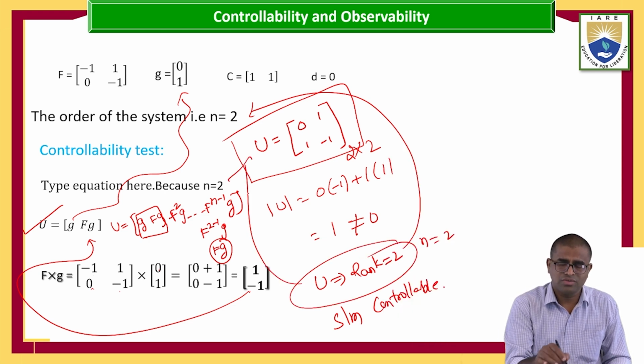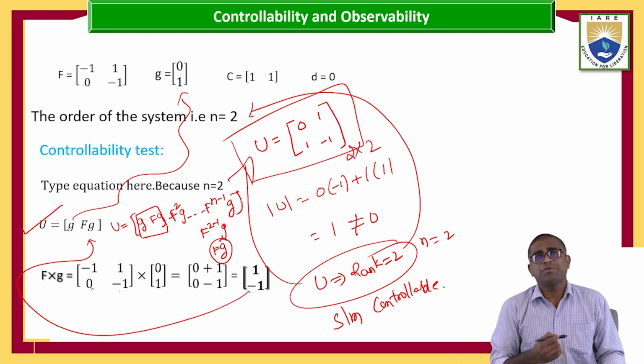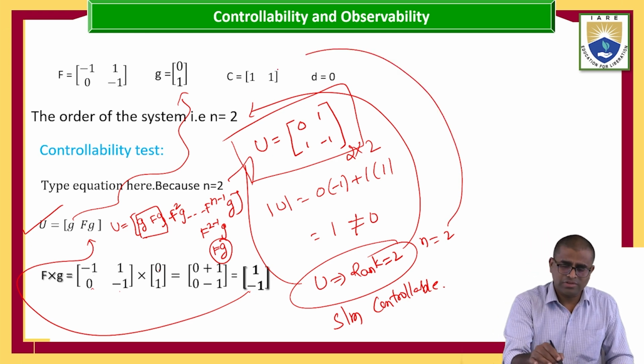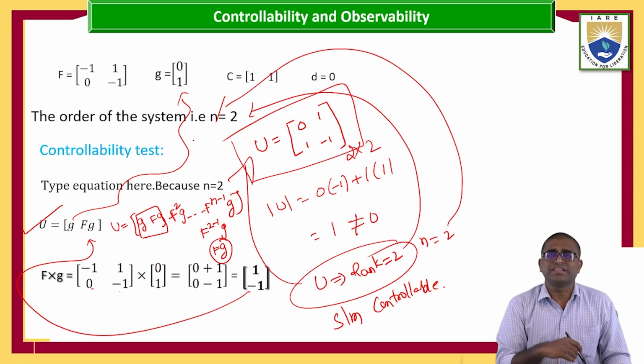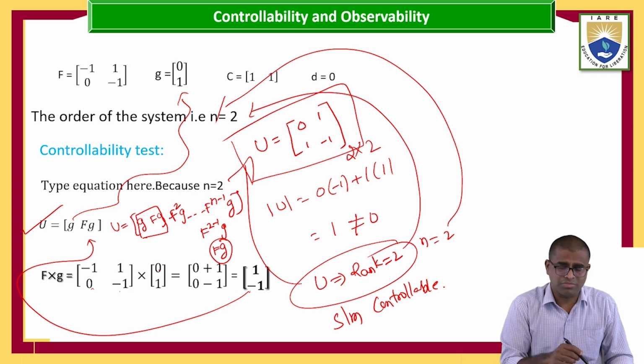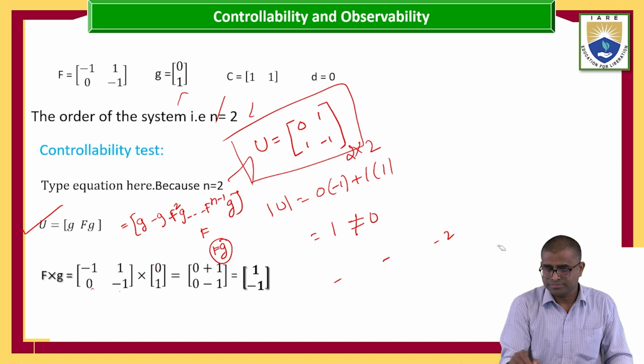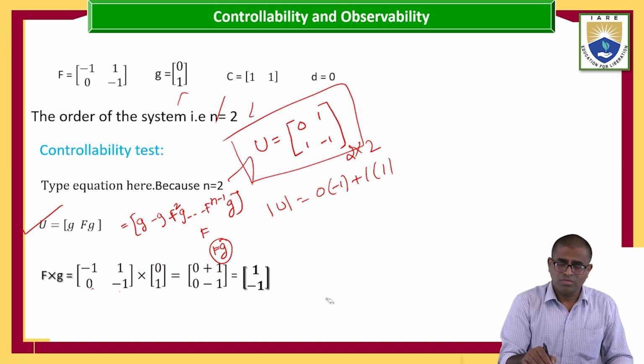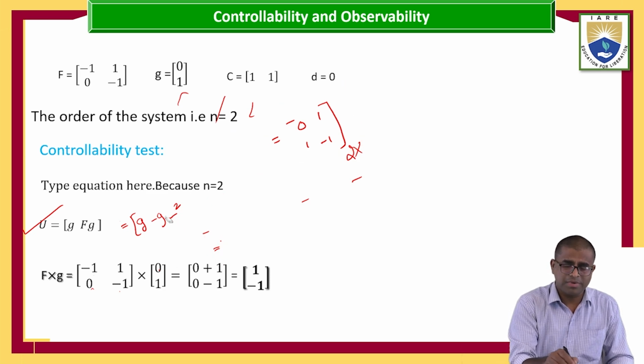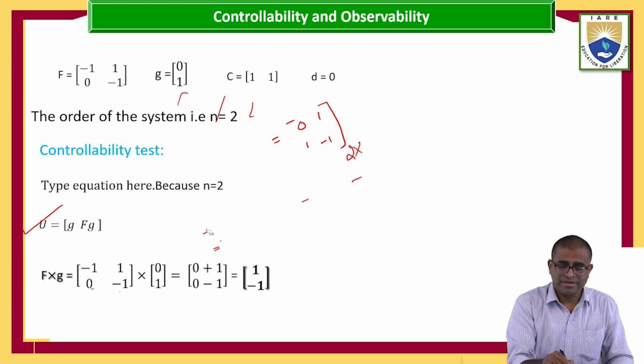The u matrix rank is 2. And what about the n value? The order will also be 2. So it is matching, so the system is controllable. Okay, this is the procedure. The same process we can do for any type of system, that is 3, 4, 5 size of the system.